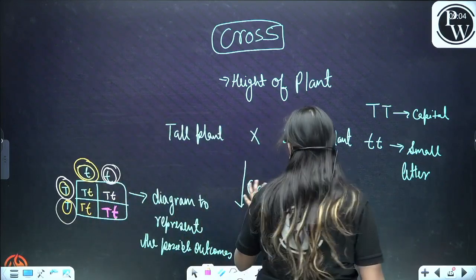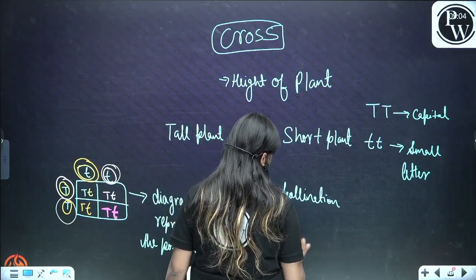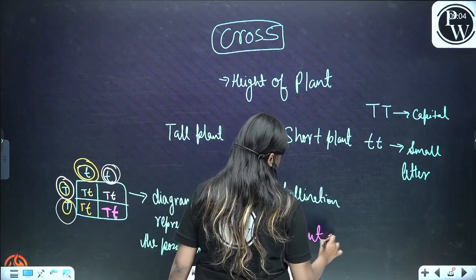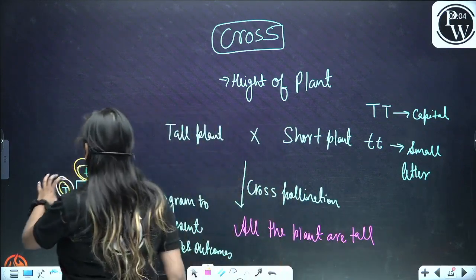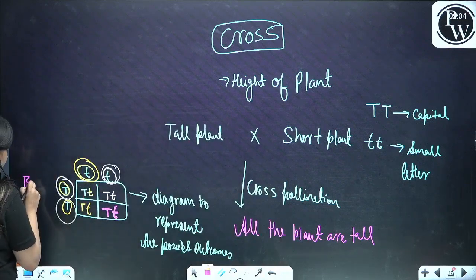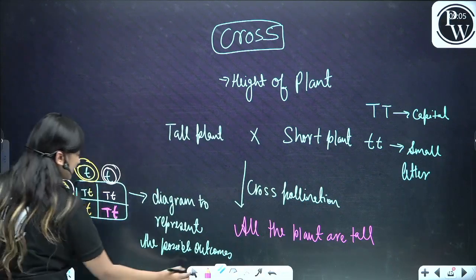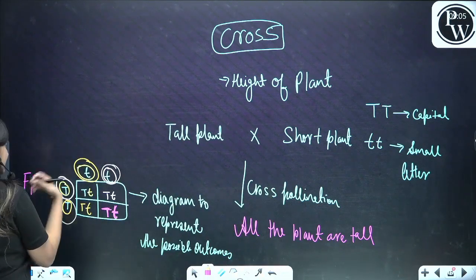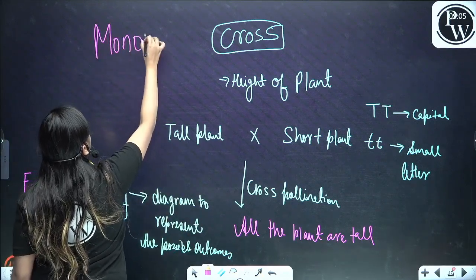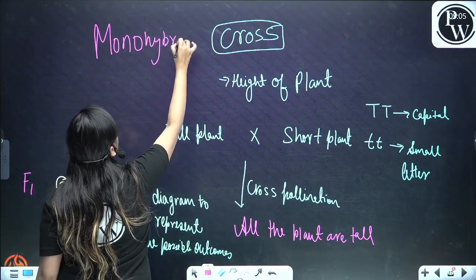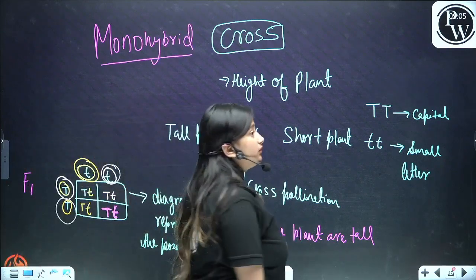All the plant after the cross pollination, what he has concluded that all the plant are in F1 generation. Now this is known as your F1 generation because this is the first time he made a cross. Now this type of cross is known as monohybrid cross. Monohybrid. Got it? Monohybrid.